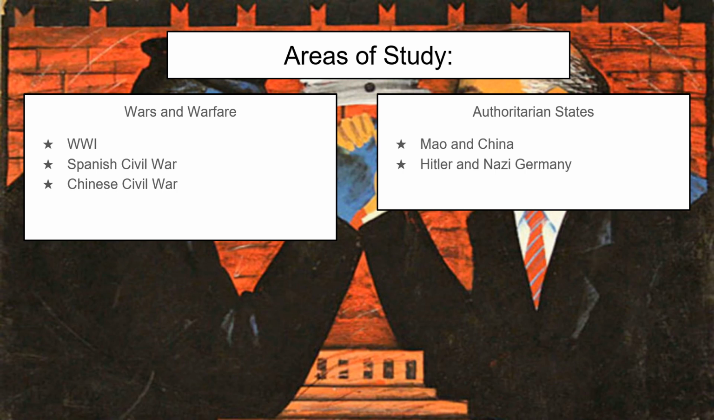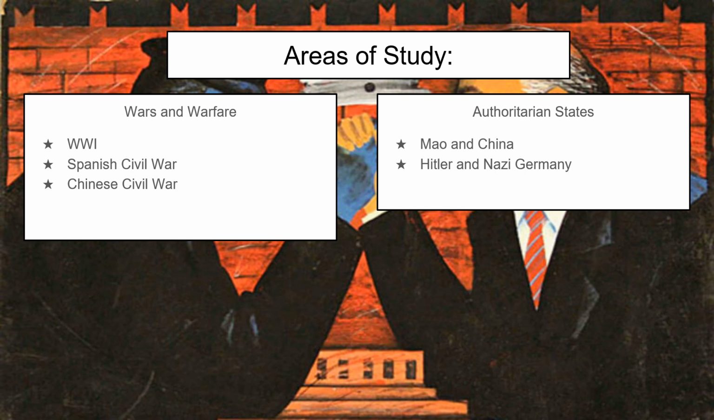Oftentimes they give you this open-ended question where they ask you to compare or contrast or analyze 2 different civil wars from 2 different regions. So it's important that you study 2 civil wars from 2 different regions. You can't talk about Spain and Russia, they're in the same region. So that's why we learn about the Chinese Civil War. In the same vein, it helps us with our second topic, authoritarian states.